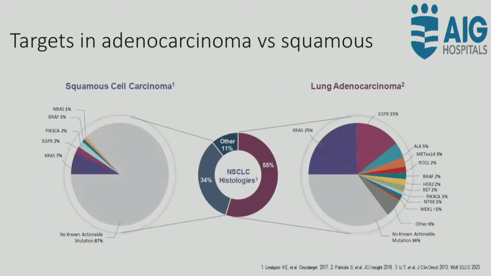Again, if you look at the targets which are available in adenocarcinoma versus squamous cell carcinoma, on the left-hand side of the cartoon, you can see that there are no actionable mutations in close to 90% of the squamous cell carcinoma. When compared with the adenocarcinoma, around 30% of the adenocarcinomas do not have an actionable mutation. The rest of the 70% will harbor some sort of actionable mutation. So identifying this is very, very important.